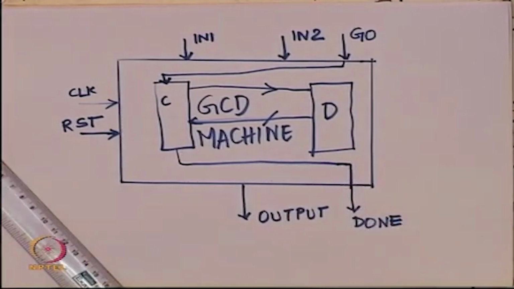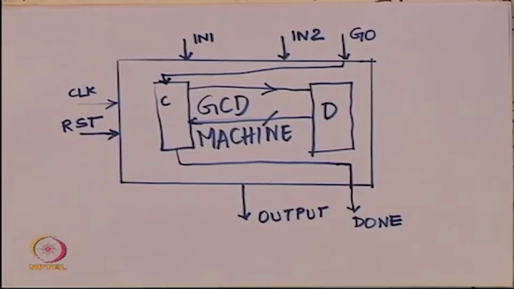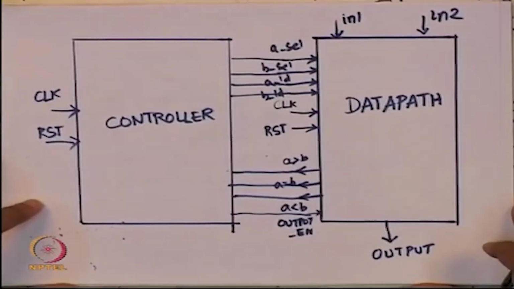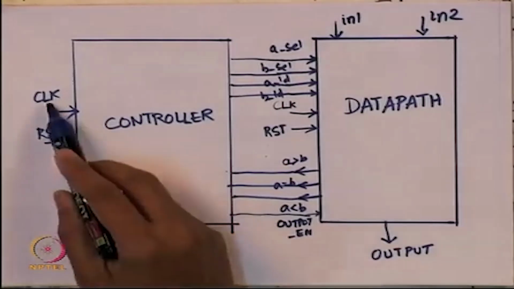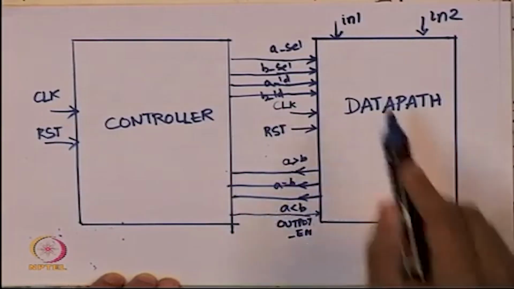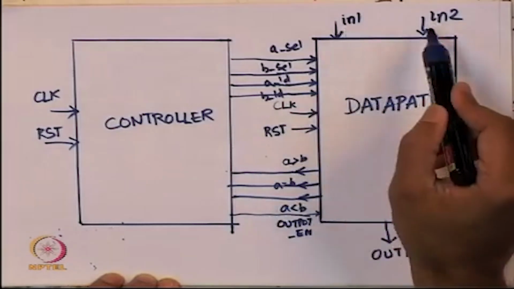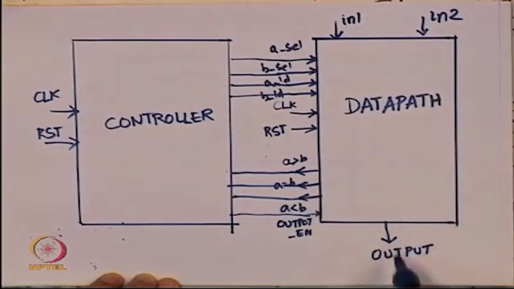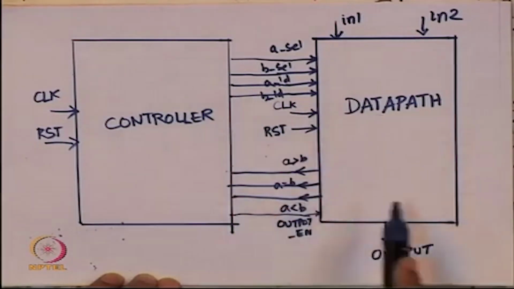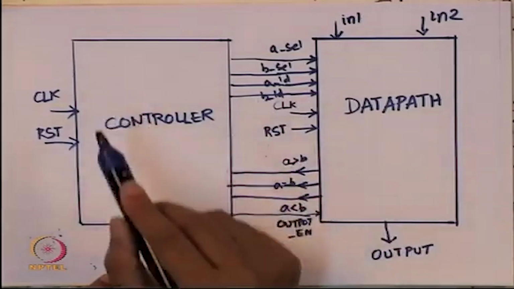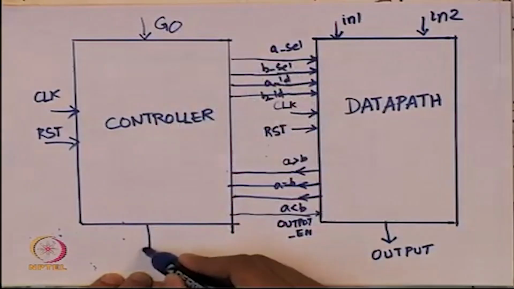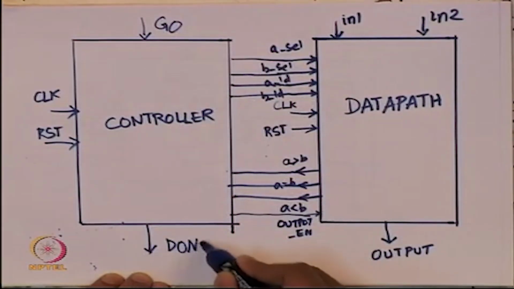So, now let us look at this whole circuit. What we had was a circuit, right. The controller will take the clock and reset, and the data path will also take the same clock and reset. I showed input 1 and input 2 coming into the data path, the output coming from a register, and there are several lines going back and forth. To this circuit I have added go as an input and done as an output.